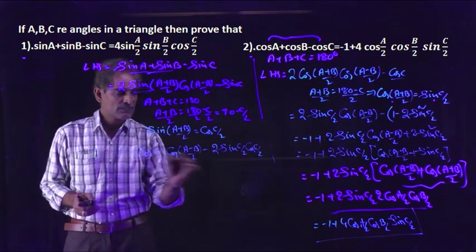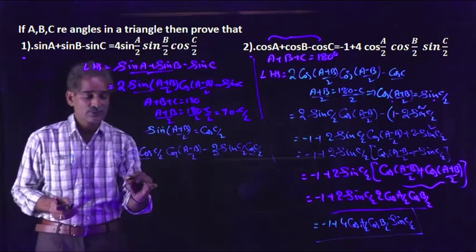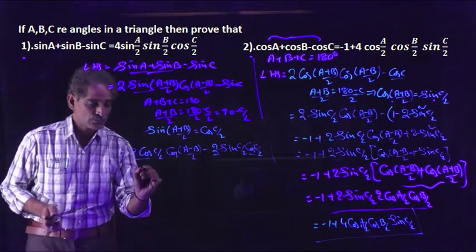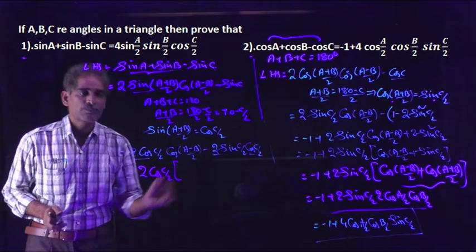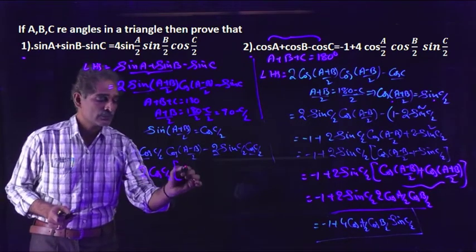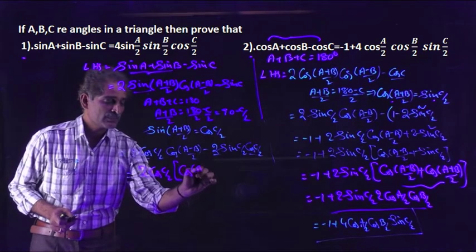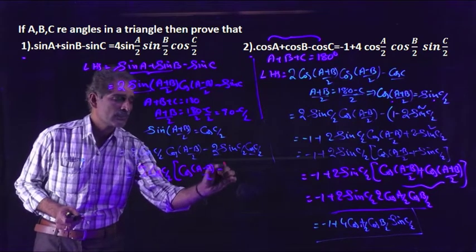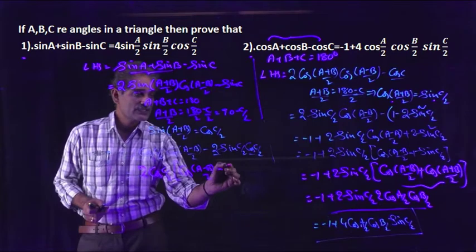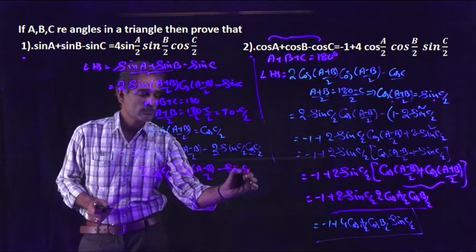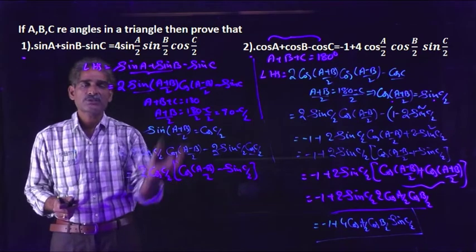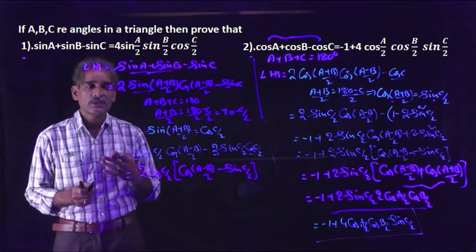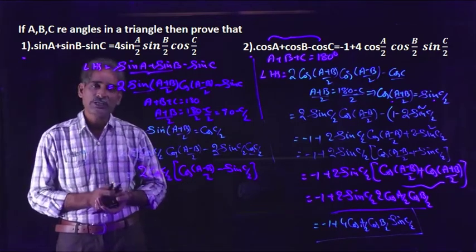Now there is a common 2 cos c by 2 in both the terms. So now take 2 cos c by 2 common. Then we will get cos of (a minus b) by 2 minus sin c by 2. So already we get cos c by 2. Just the remaining terms on the right-hand side, sin a by 2 and sin b by 2, are the required terms.